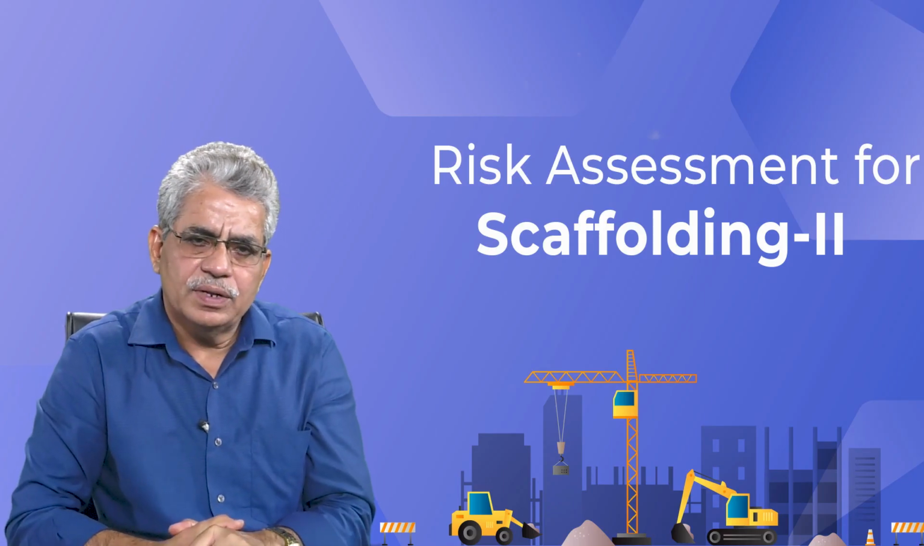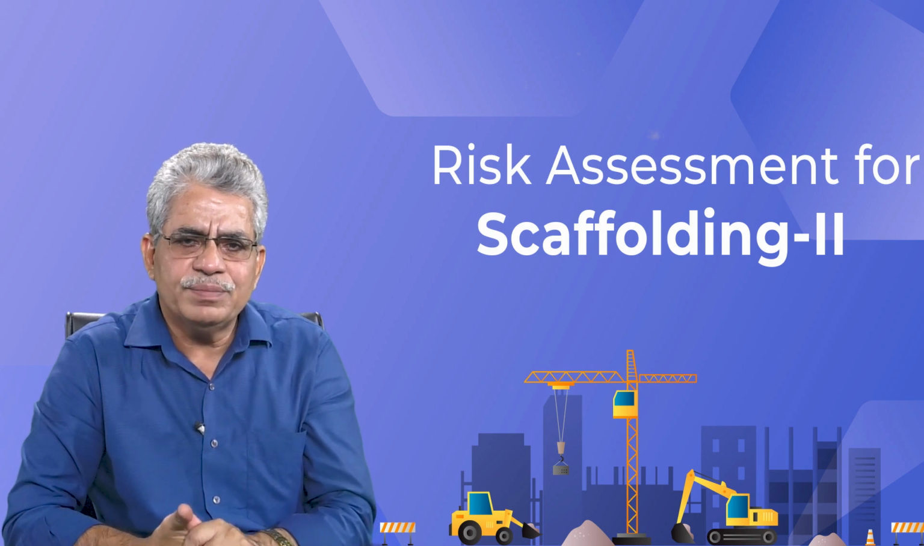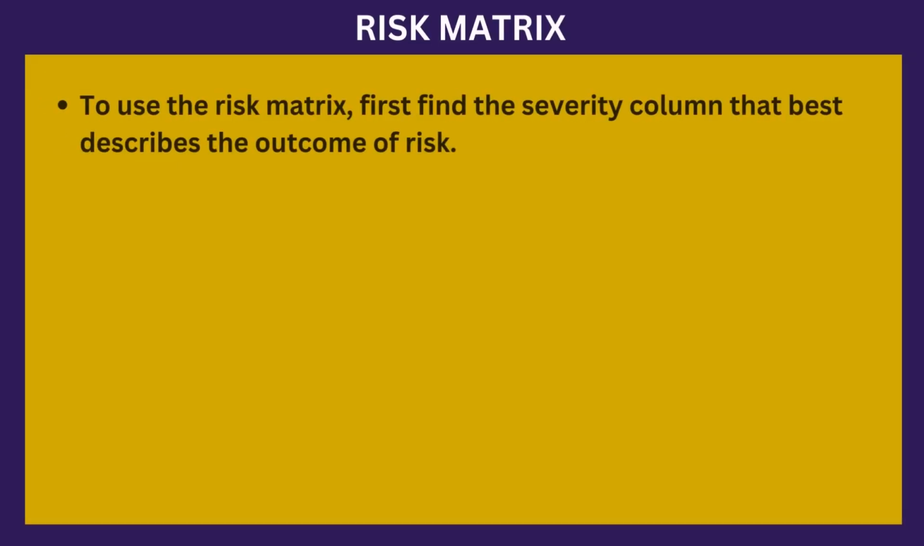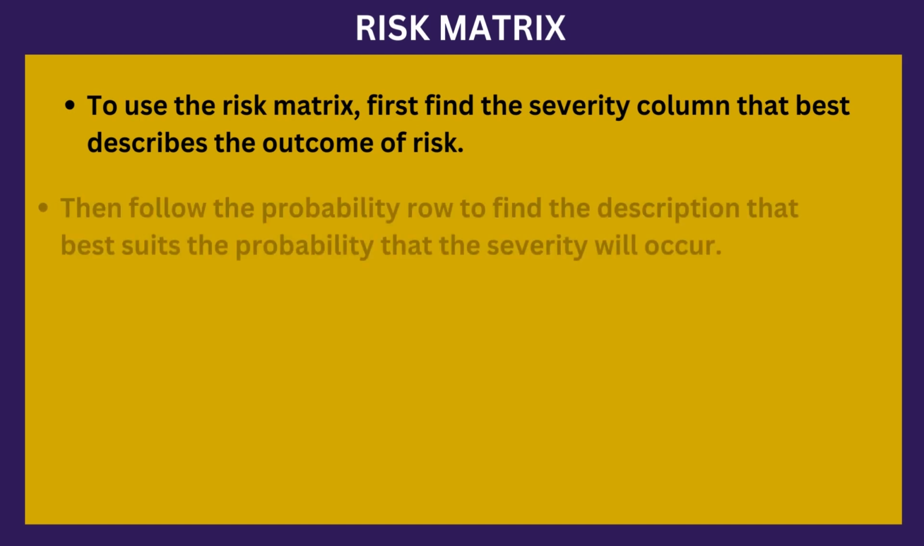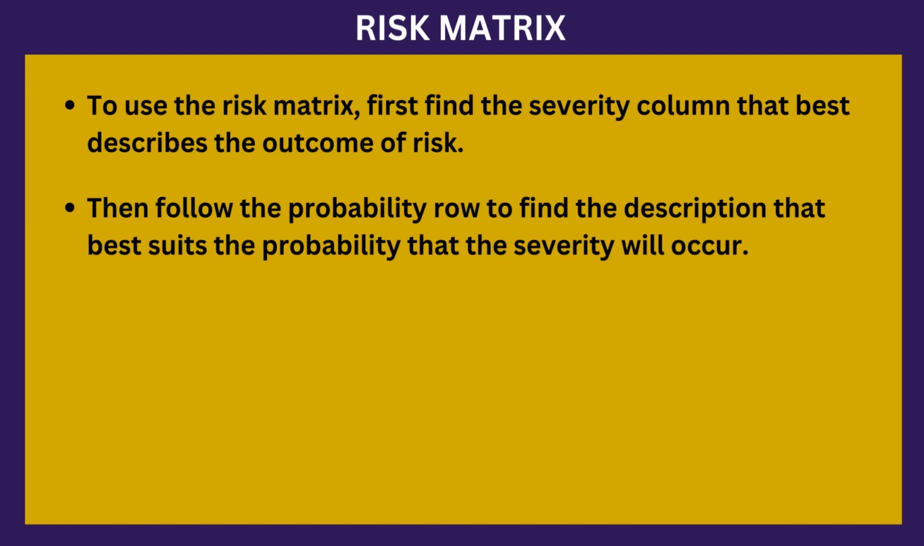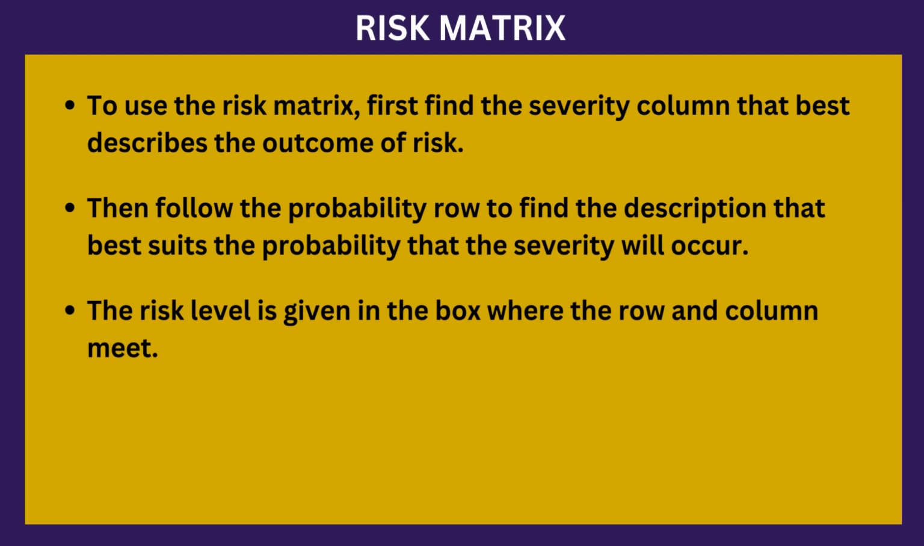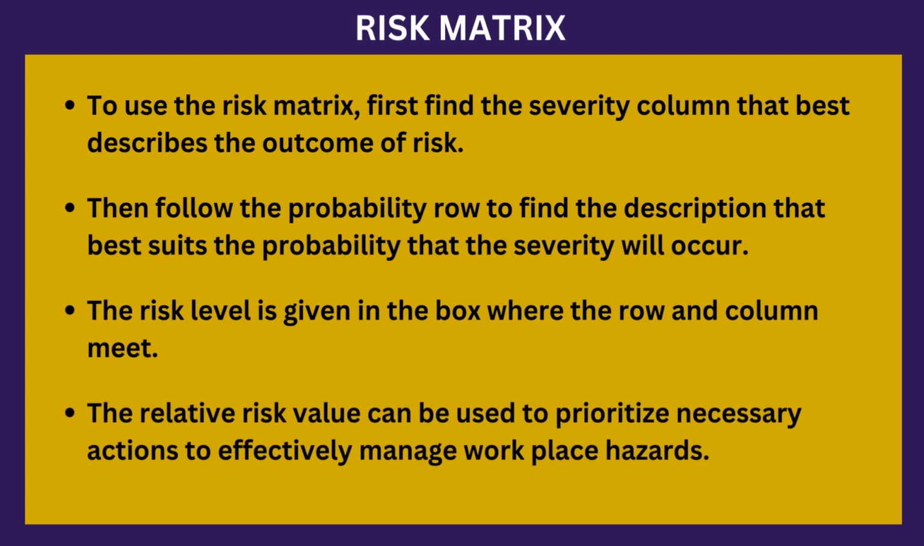Risk matrix. So to use the risk matrix, first we find the severity column that best describes the outcome of the risk. Then we follow the probability row or likelihood row to find the description that best suits the probability that the severity will occur. The risk level is given in the box where the row and column meet. The relative risk value can be used to prioritize necessary actions to effectively manage workplace hazards.